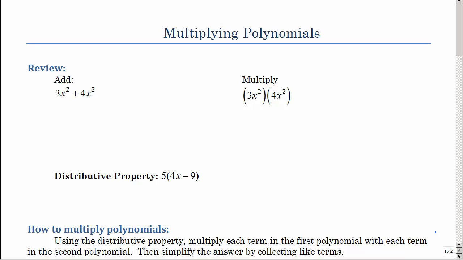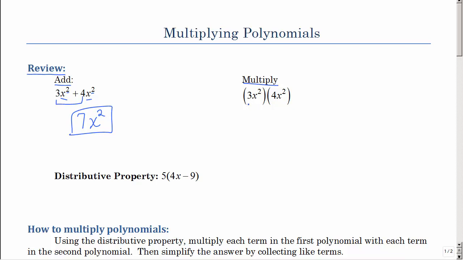In this lesson, we will be learning how to multiply polynomials. And in order to do that, we need to review how to add polynomials and how to multiply monomials. We've done both. So the first one, how do you add? You have to have like terms, meaning the letters have to be the same and their exponents. So you keep the letter and the exponent and you add the coefficients. We've done that since lesson 1.